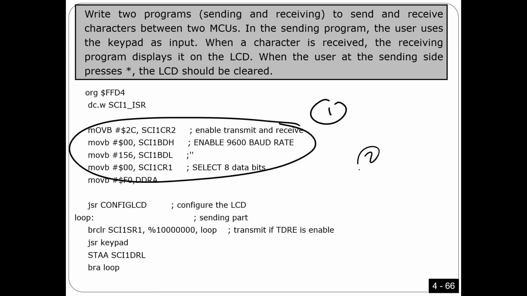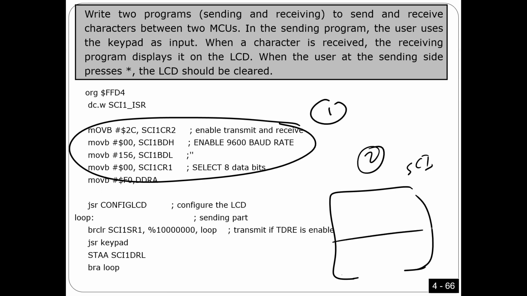Number 2, okay. Now I want to transmit. In order to transmit, all what you have to do here, guys, I told you, again, this is SCI. We have 2 parts. We have transmitter and we have receiver, right? If you want to transmit, you have a buffer. You have to put a data here, and then this data is going to be shifted bit by bit.